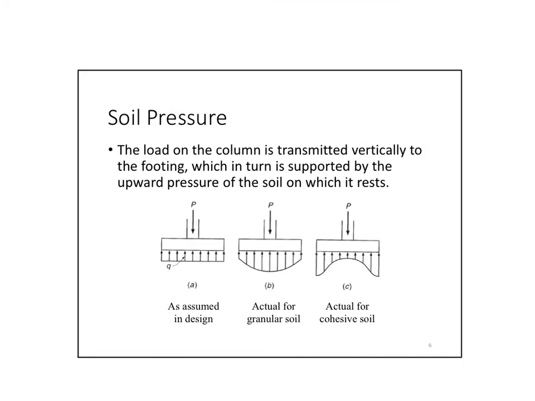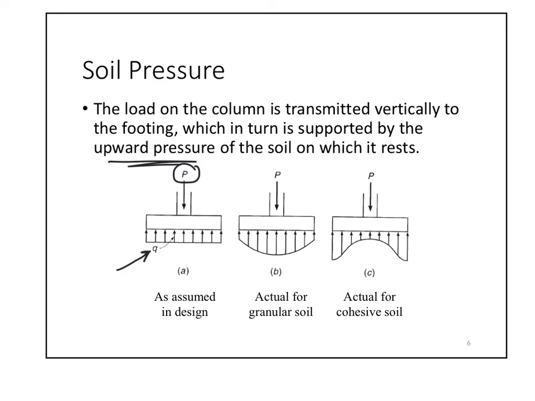Talking about the soil pressure, the load on the column is transmitted vertically to the footing, which in turn is supported by the upward pressure. Exactly as you say, for every action, you have a reaction. And what we assume in our design is the linear or average stress distribution underneath the footing. In reality, do you think it will exactly look like a straight line underneath? The answer is no. It depends on the type of the soil.